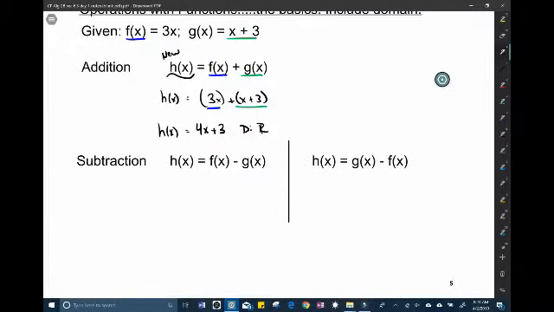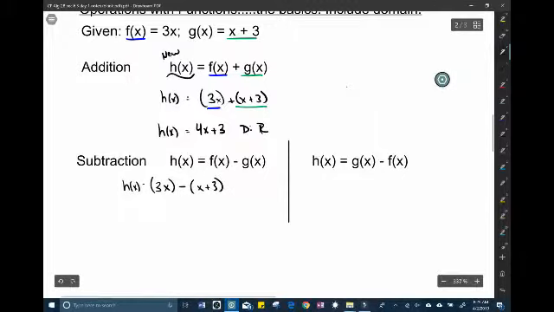Subtraction. The thing with subtraction is, here we will actually take 3x minus (x plus 3), and this is where it's important to have your parentheses, because it's actually minus x minus 3. So it becomes 2x, 3 minus 1 is 2, minus 3, and the domain is still all reals.